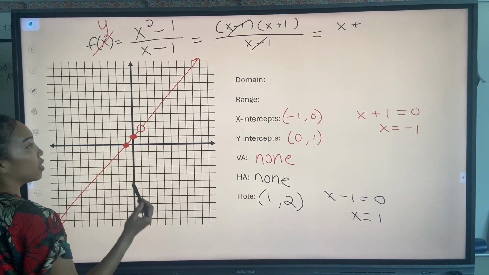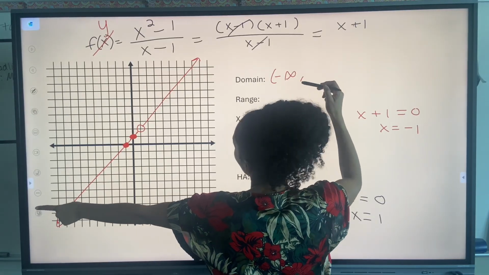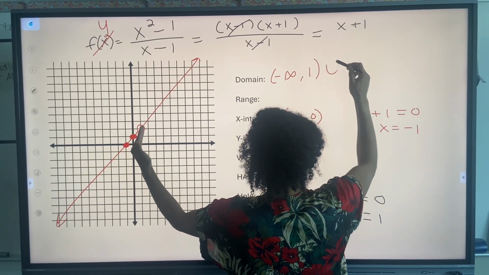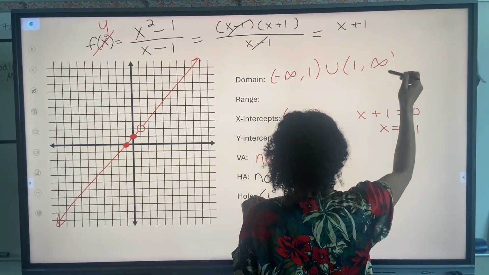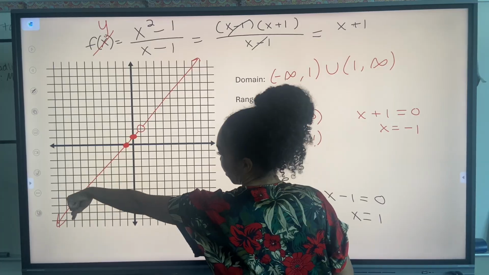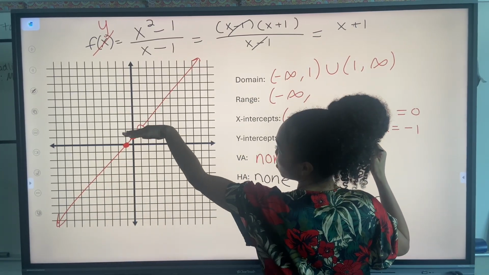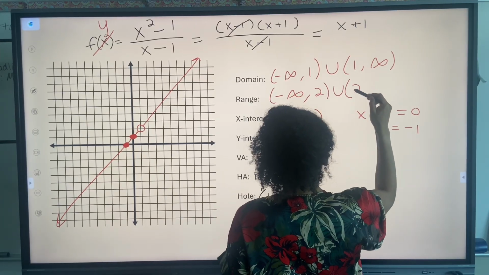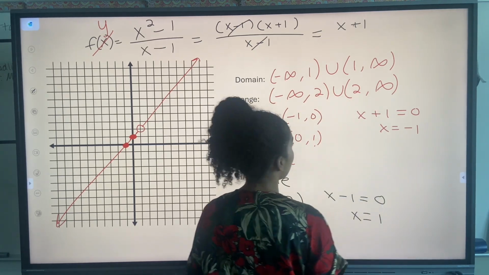So your domain on the left, it's pointing to the left, negative infinity, to the hole, the x value is 1. Then continue on the other side of the hole, 1 to infinity. The very bottom is pointing to negative infinity, and it goes up to this y value, that's 2. And then it continues on the other side of 2 to infinity.